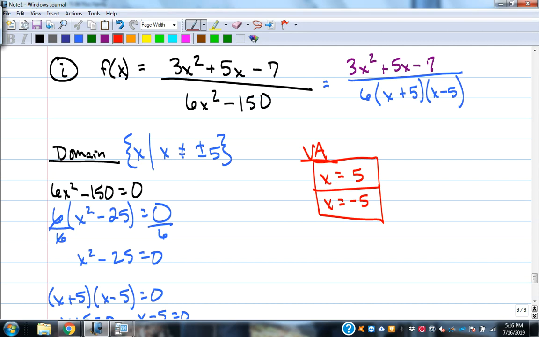Okay. Now, look at the rules to see if this one has horizontal or oblique or neither of those. It could have neither of those. Okay, so we go back to the original. That's always the easiest place to get the degrees. The degree of the first one, the top, is 2. The degree of the bottom is 2. That's equal. So that means we have what kind of asymptote?